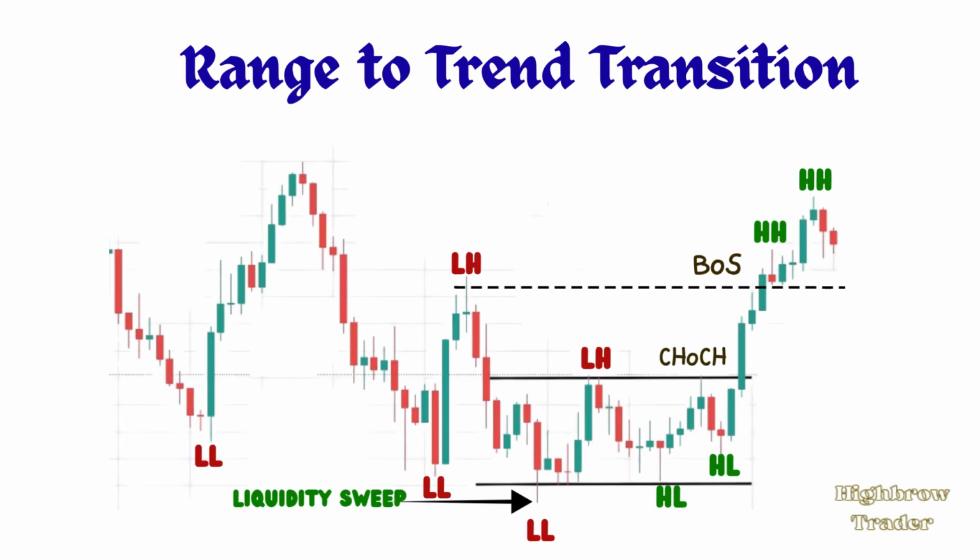Markets move from sideways ranges into trends in clear phases. It usually starts with a fakeout or a liquidity sweep. Next comes CHoCH forming inside the range. Finally, BoS confirms the new trend direction. Here on the chart, you can see each step in this shift.